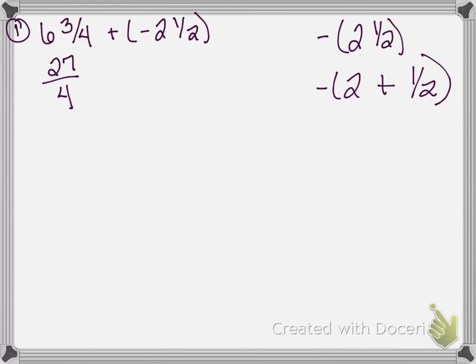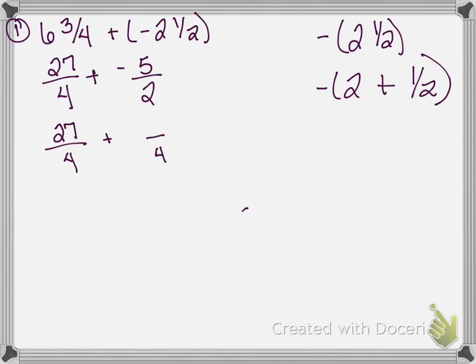So what I encourage students to do is to completely ignore that negative and change 2 1/2 into an improper fraction. So 2 times 2 is 4, plus 1 is 5. Then make it negative. So then I have plus -5/2. Okay? Now, once you get to that point, then we need a common denominator. My common denominator is 4, so I'm going to have 27/4.